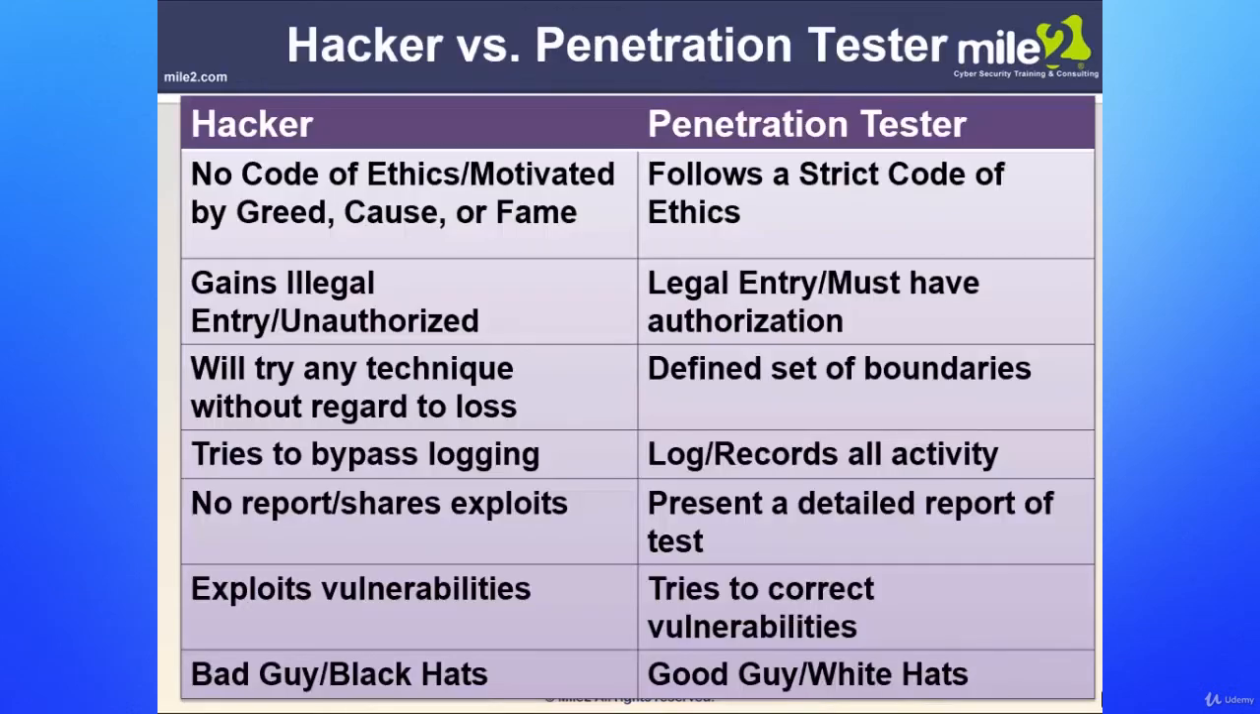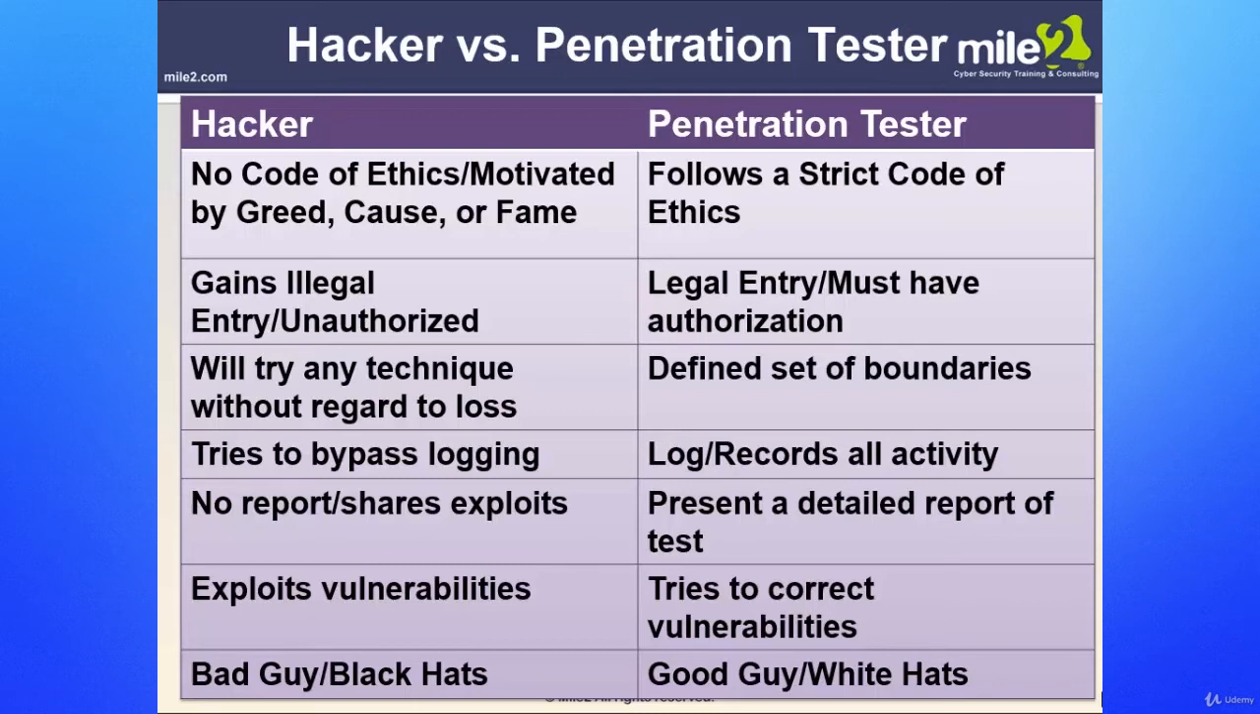All right, so let's take a real quick peek at the hacker versus a penetration tester. The hacker here would be considered the black hat hacker, and the penetration tester would be the white hat hacker, also known as the security analyst. So when it comes down to it, there's no code of ethics, motivated by greed, cause, or fame, depending on what type of hacker it is. We talked about the different types, and the important ones we need to remember here are the script kiddies, the suicide hackers, and of course your black hat hackers.